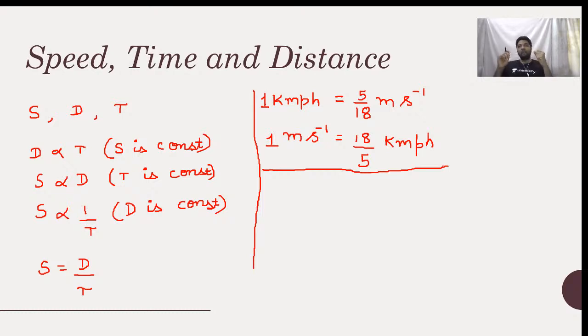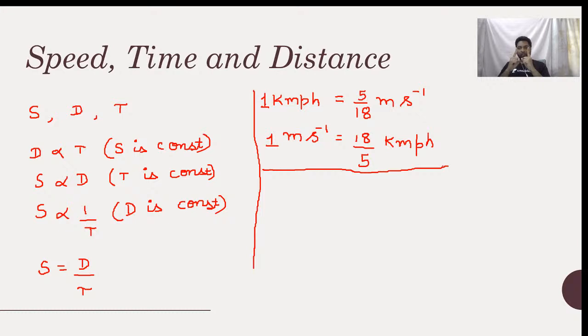Let us say there are two people, A and B, who are standing 10 kilometers apart. Speed of A is, let's say, 2 kilometers per hour, and speed of B is 1 kilometer per hour. At the beginning, the distance between them is 10 kilometers. If this fellow is traveling at 2 kilometers per hour, after 1 hour he would have covered 2 kilometers. In that same 1 hour, this fellow would have covered 1 kilometer.